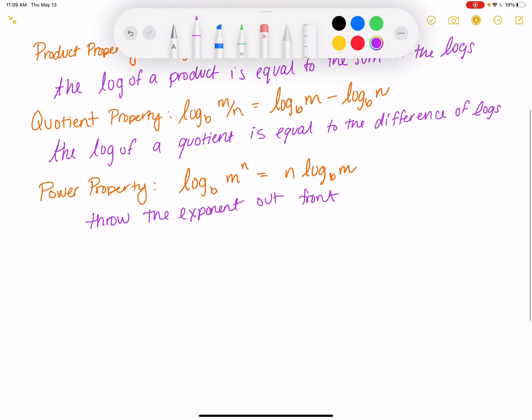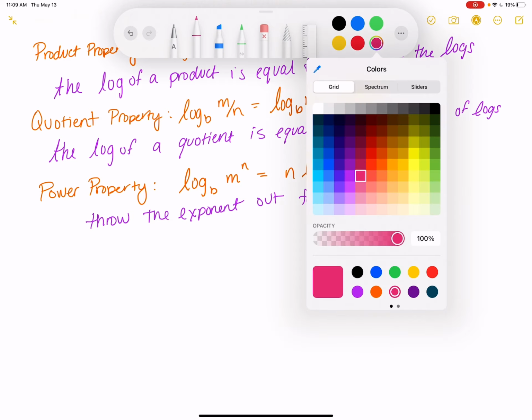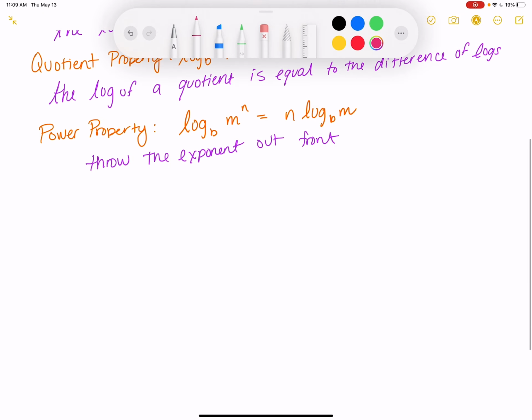There's one more formula here. This one I might allow you to have. I don't know yet if I am going to put it on there. I may opt to just not put this one on there. But I'm going to teach it to you anyways. Change of base formula.